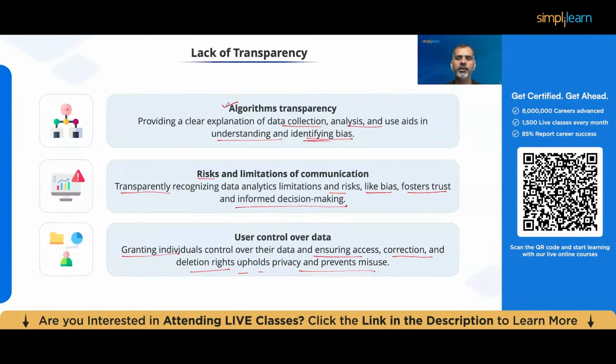Your algorithm should be very transparent in terms of how the data was collected, whether there is any bias in the data or not, and what the limitations or risks involved with the communication are. That should also be very clear. And finally, you should give control to the user, so that if he is not interested, he can erase the data. He can modify the data. He can alter the data. It is not that once the data is collected, the user has no rights or no control over the data.